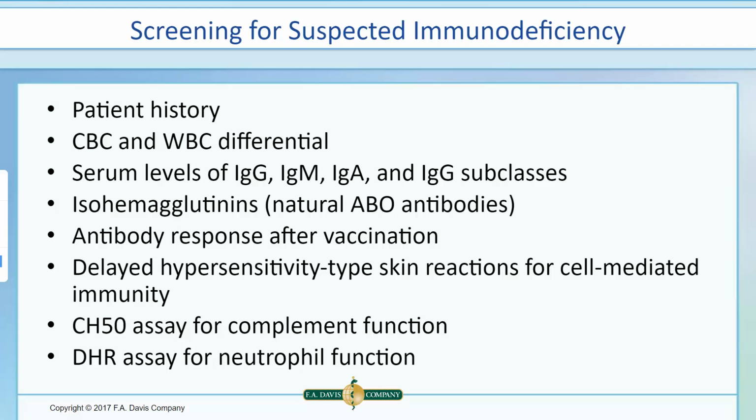Screening for suspected immunodeficiency, we would do a patient history, a complete blood count with white blood cell differential to see how many of which type of white blood cells are present, serum levels of IgG, M, A, and IgG subclasses, isohemagglutinins, antibody response after vaccination, delayed hypersensitivity type skin reactions for cell-mediated immunity, CH50 assay for complement function, and DHR assay for neutrophil function.